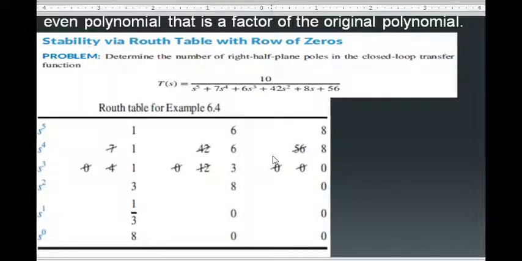So for example, here it was 7, 42, and 56, so it was divided by 7, and you get 1, 6, and 8. Now for the S3 row that we need to calculate, if you take the determinant, 6 minus 6 will come down as 0. Then the first column and third column are in the determinant, so 8 minus 8 is also 0. And the third term is also 0. So your entire row becomes 0.